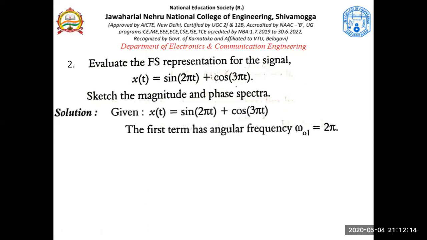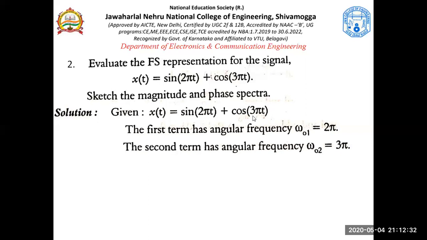See here, this is the given signal. Let's compare this. Sine 2 pi it is. This is the first signal, right? So the angular frequency of the first signal, let's denote it as omega naught 1, is 2 pi, very clearly shown. And this is the second signal. Let's call its angular frequency omega naught 2, and that is 3 pi. Fine. So what is the angular frequency of x of t then?